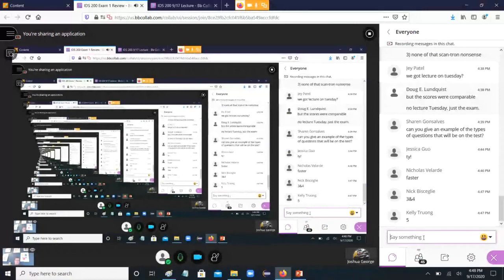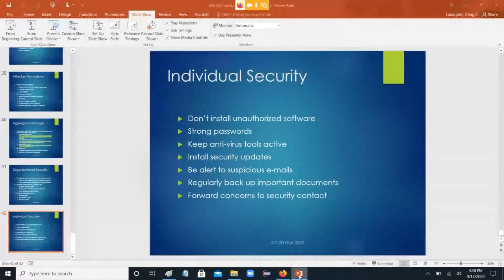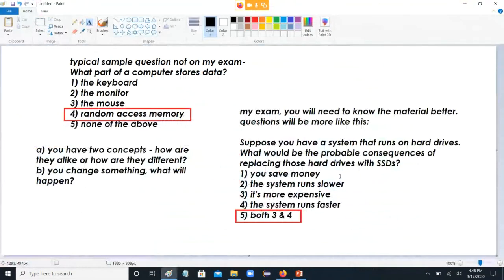Okay. Now again, I see somebody said faster, somebody said 3 and 4. It is true, even if I'm not 100% sure. Last I checked, solid state drives were still generally more expensive than hard drives. That'll probably turn around any day now.